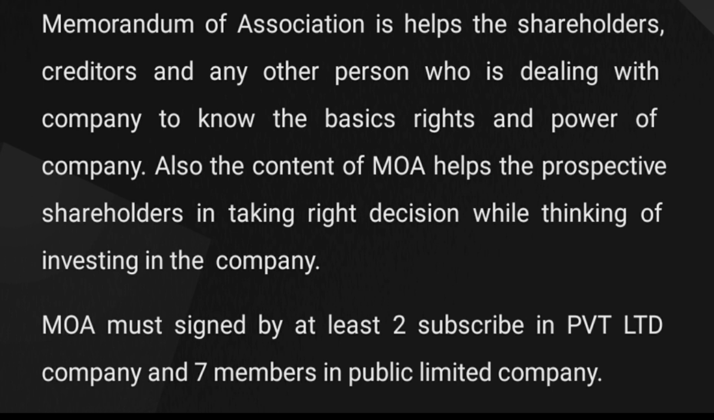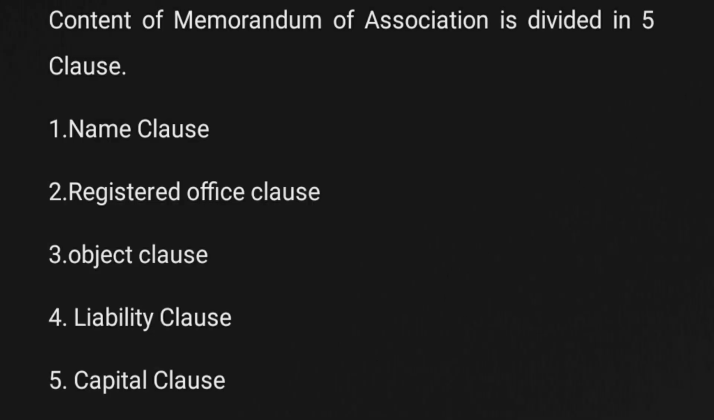A MOA must be signed by at least two subscribers in a private limited company and seven members in a public limited company. The content of the Memorandum of Association is divided into five clauses. Number one, name clause. Number two, registered office clause. Third, objective clause. Fourth, liability clause. Fifth, capital clause.